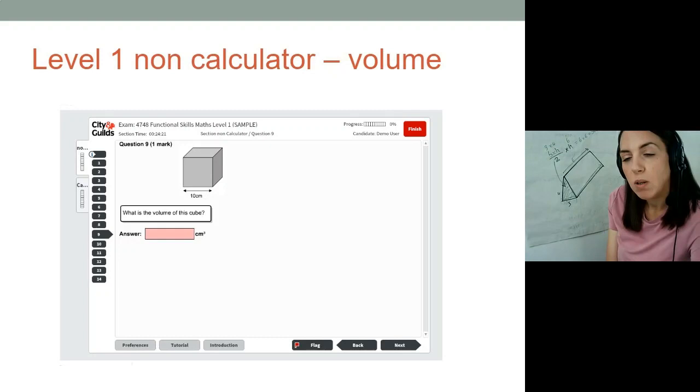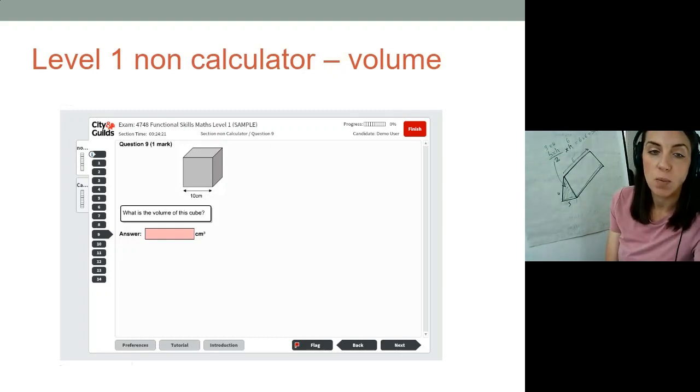You've got a simple measurement there, 10 centimetres. So it doesn't give you the formula, so you'd have to know to work out the volume of the cube is base times height times width. So 10 times 10 times 10 to get the answer.